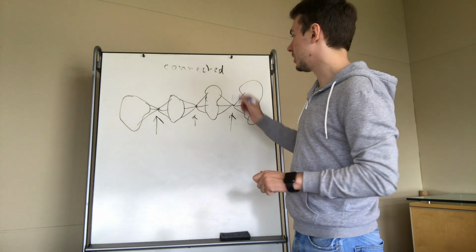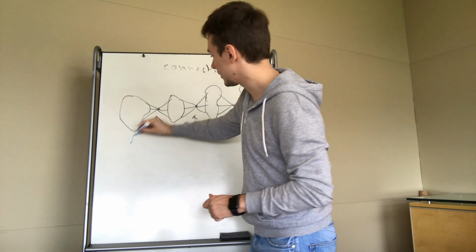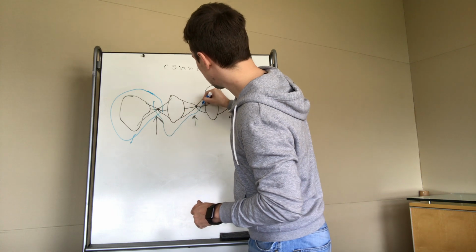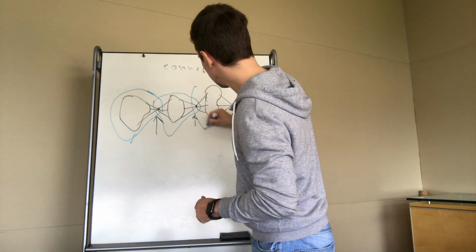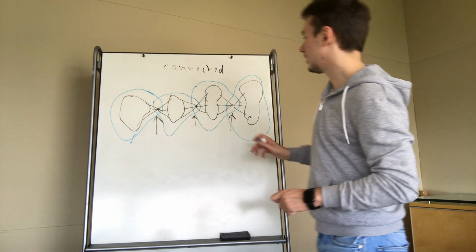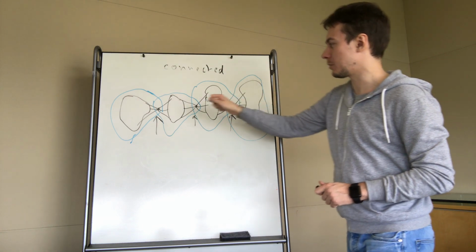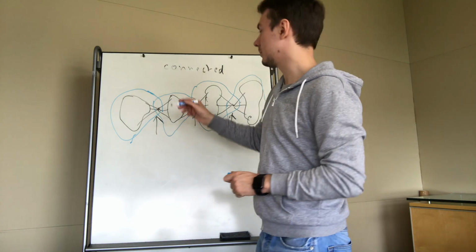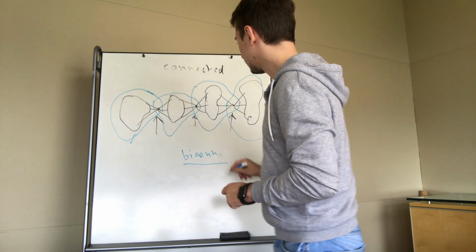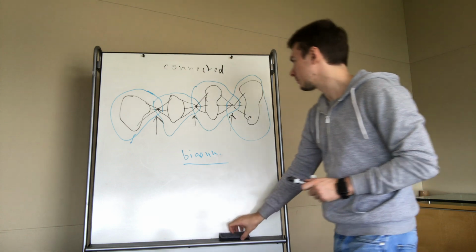But if we want to check planarity of this graph, we just need to check the planarity of these subgraphs. This subgraph, this subgraph, this subgraph, and this subgraph. As you maybe see, these four subgraphs are all biconnected. And we can use our algorithm to check the planarity of these subgraphs.